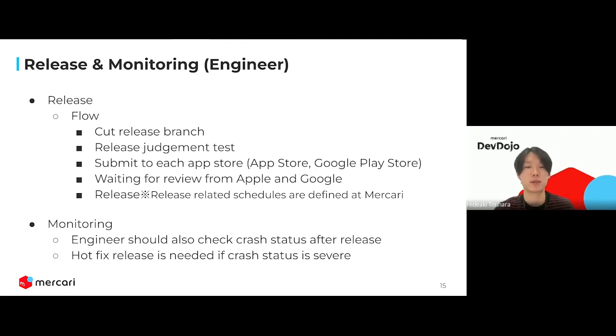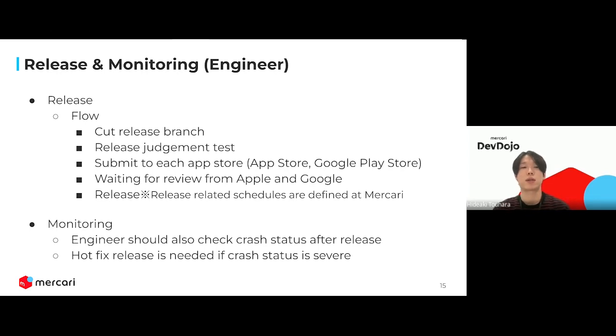Now we move on to release. We do releases once a week. First, we cut the release branch. For iOS, it's 4 p.m. For Android, I don't know if it's at the same time. For iOS, I think it should be Wednesday at 4 p.m. The release branch is automatically cut.